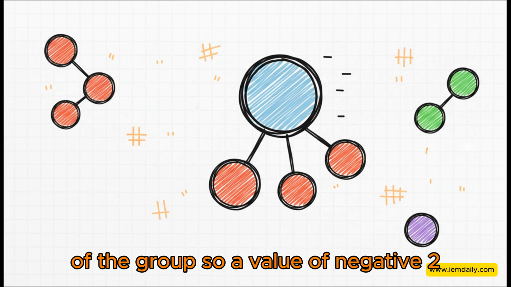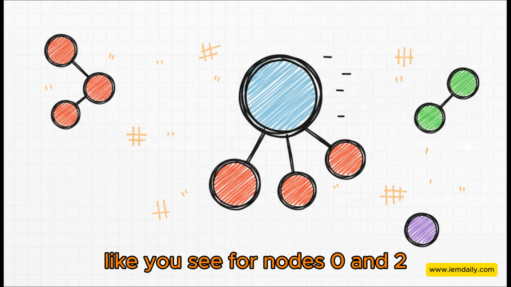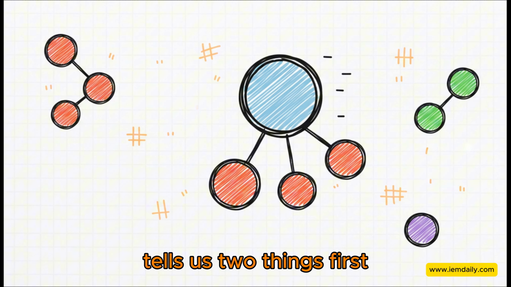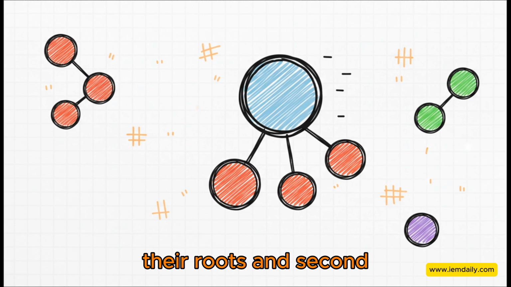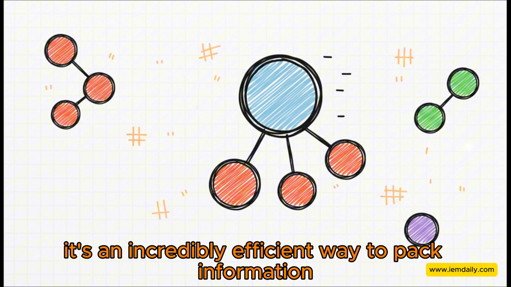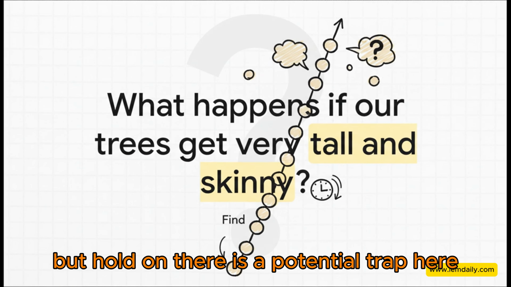So a value of -2, like you see for nodes 0 and 2, tells us two things. First, they're roots. And second, their groups each have two members. It's an incredibly efficient way to pack information. But hold on, there is a potential trap here.